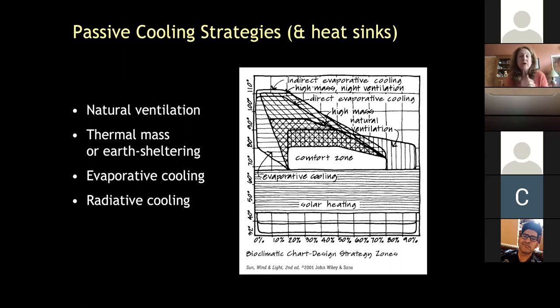So if you look at the screen I'm showing now, this is the building bioclimatic chart. And you've all seen this before, right? With this, if you look on the left side of the building bioclimatic chart, that's the dry area.